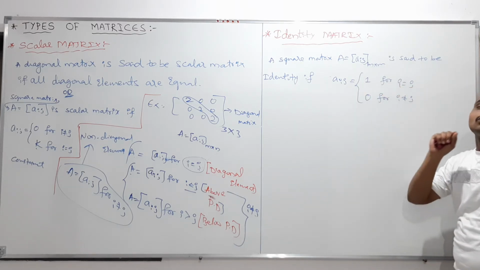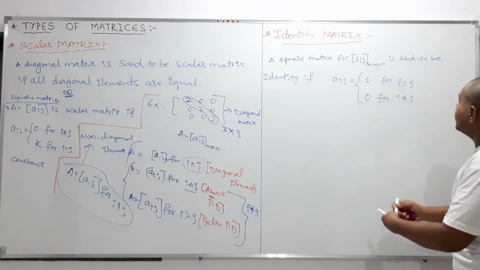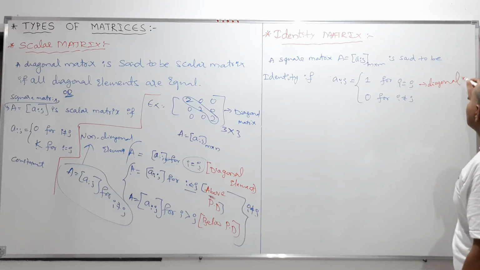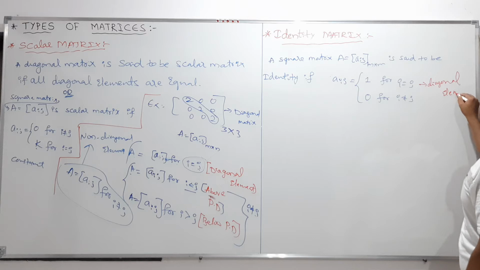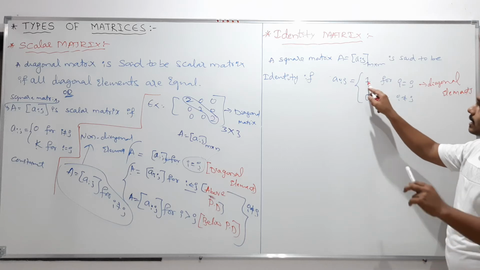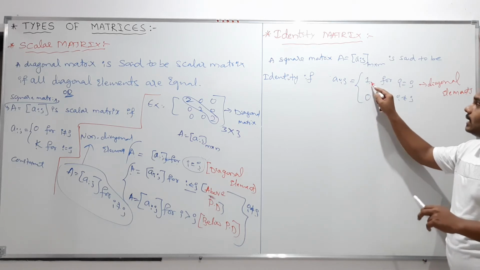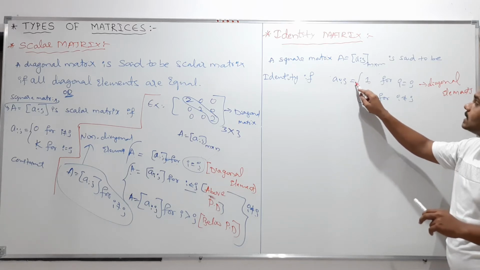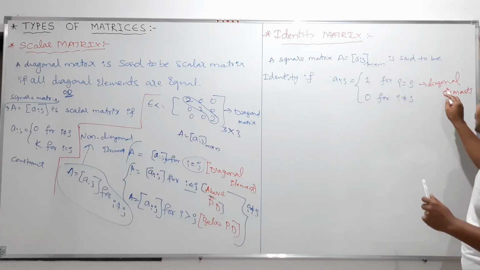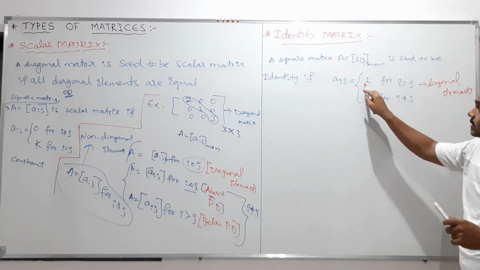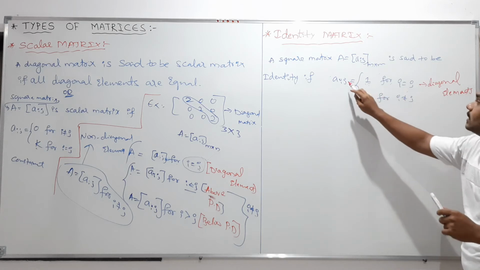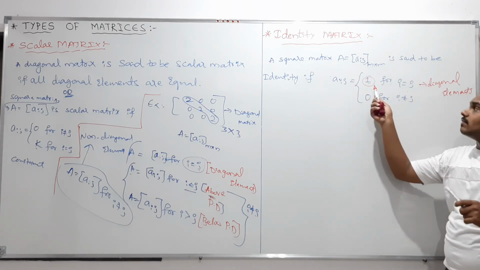Aij for i equals j means what? It indicates that this is for the diagonal elements. Is it, my dear students? Aij for i equals j means you should think that these are nothing but the diagonal elements. So Aij is equal to 1 for i equals j means that for the diagonal elements the value must be 1. In the diagonal elements the value should be 1.